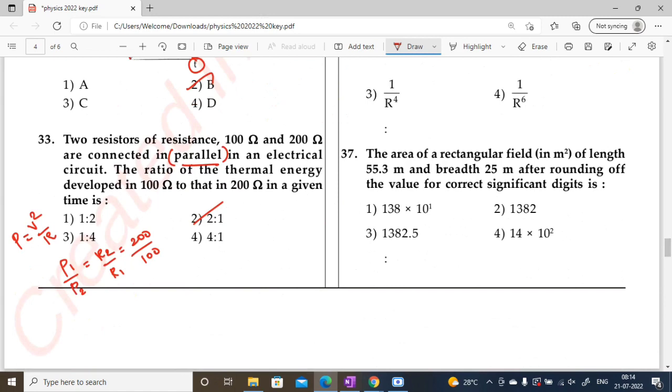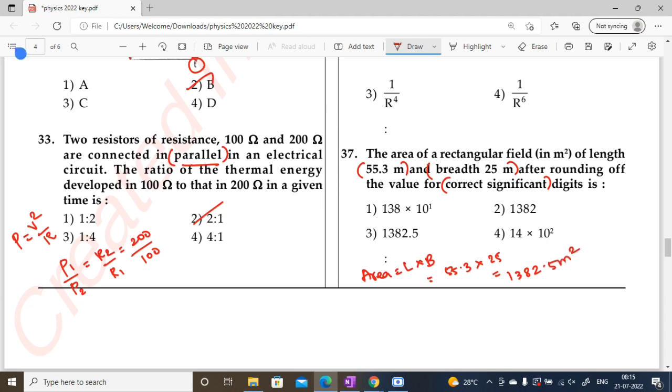The 37th question: the area of a rectangular field, the length is given as 55.3 and the breadth is 25 meter, and we have to round off the value to the correct significant figures. When you try to find the area, area is length times breadth. Length is 55.3 multiplied with 25, and finally I'm getting the answer to be 1382.5 meters square.